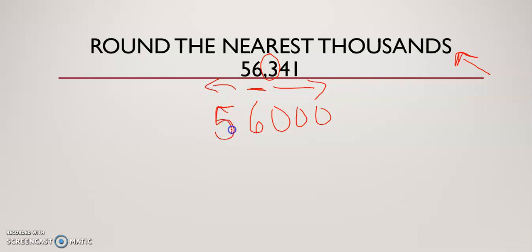Do not leave off the digits that are in front. They do not disappear. Remember to find where I need to put my comma, start at the back, and count 3 digits. 1, 2, 3, comma, every 3 digits. So 56,000 is my answer.